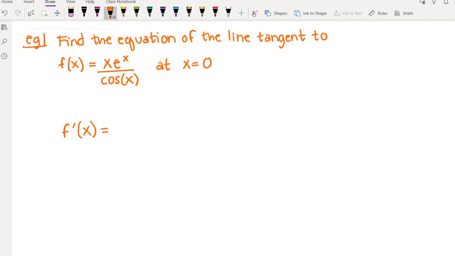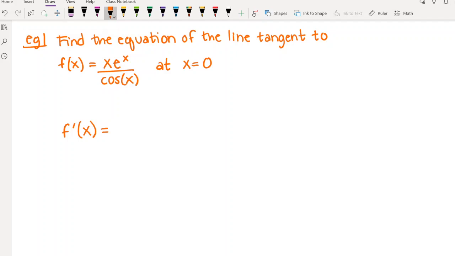And so that signals to us that we want to start by using the quotient rule. And then along the way, we'll have to use the product rule. But at least the way it's written right now, our function is not itself a product. It's a quotient, right? It's something divided by something. So we're going to start by applying the quotient rule.